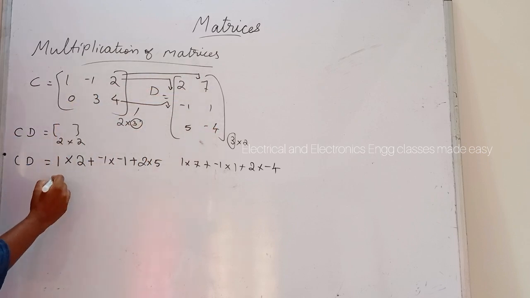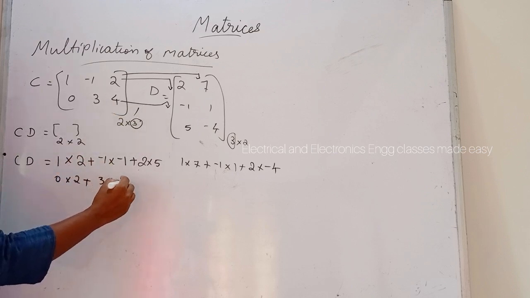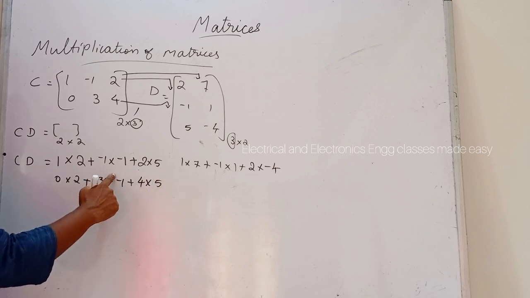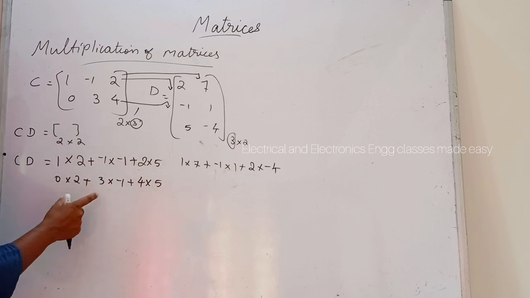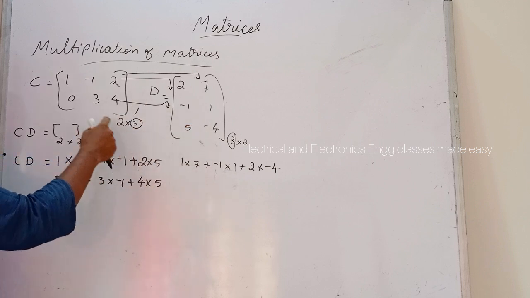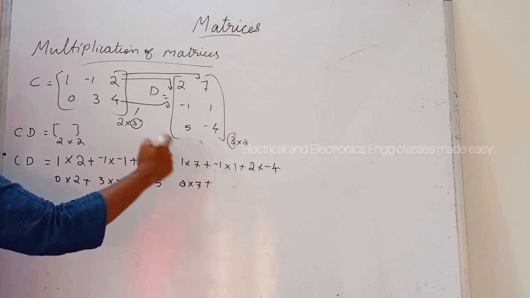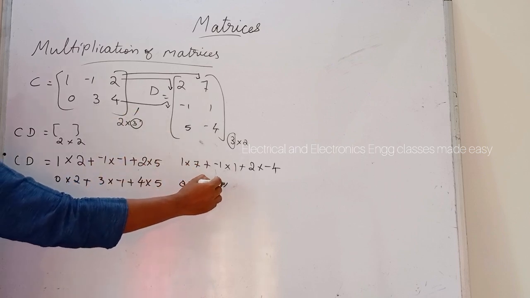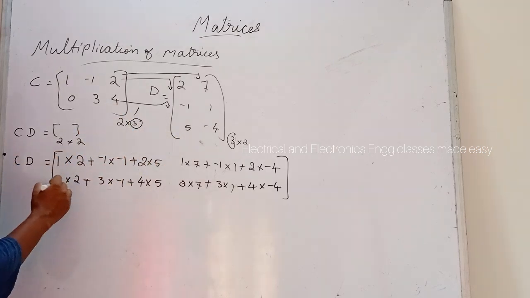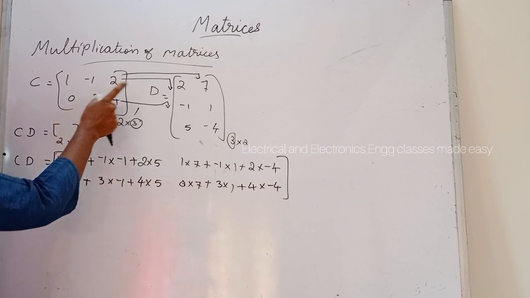So here we will get 0 into 2 plus 3 into minus 1 plus 4 into 5. So this is the next element. Then the fourth element is 0 into 7 plus 3 into 1 plus 4 into minus 4. So this is the product of these two matrices.